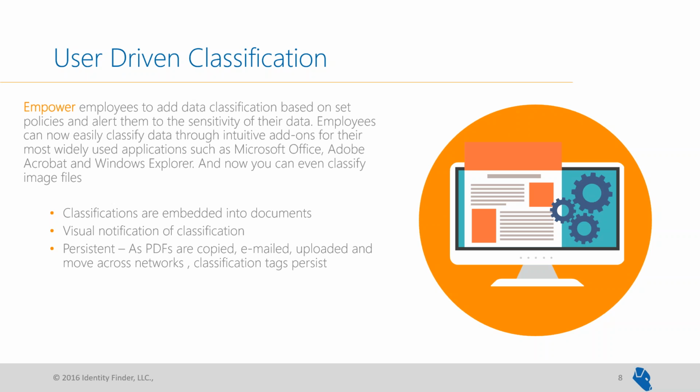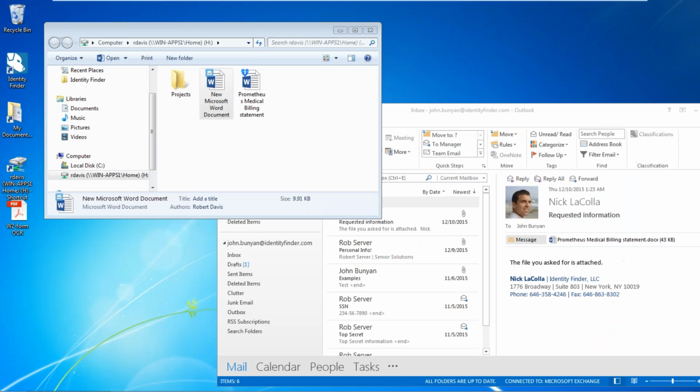So some organizations will either perform some of these tasks manually or will need to empower users with the ability to classify those files manually while they are in the process of adopting automated classification. What we've done is built into the system the ability to empower employees to add data classifications based on set policies and alert them to the sensitivity of their data. So now employees can easily classify their data through intuitive add-ons for most of their widely used applications, such as Microsoft Office, Adobe Acrobat, and we even have it built now into Explorer. So let's jump back into our demo environment, and we'll have a look at the user-driven classification process.